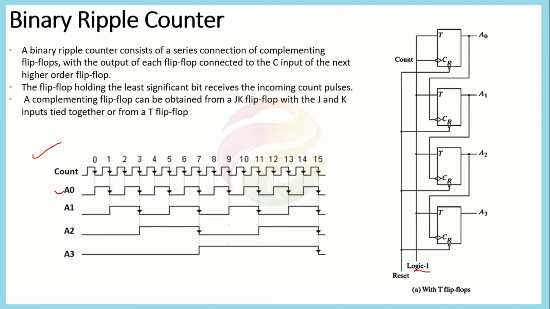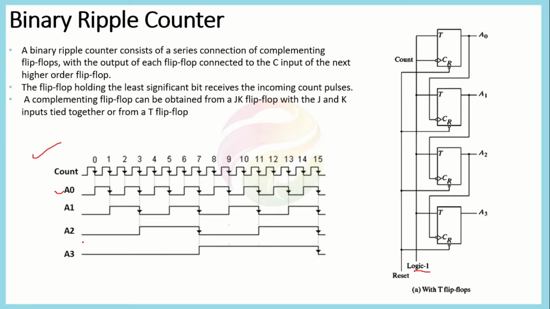When the next negative clock edge arrives, the value is again complemented, so it would move back to 0. And when the next negative clock edge arrives, it would again move to 1. So in this way it would also keep on complementing.